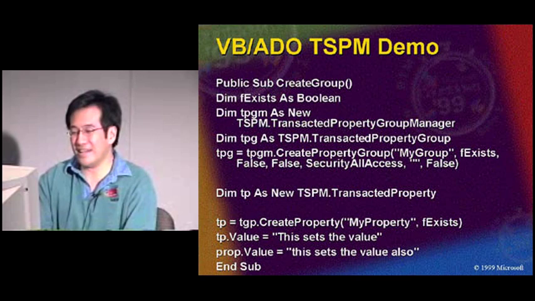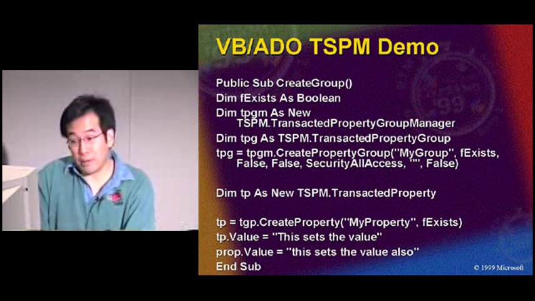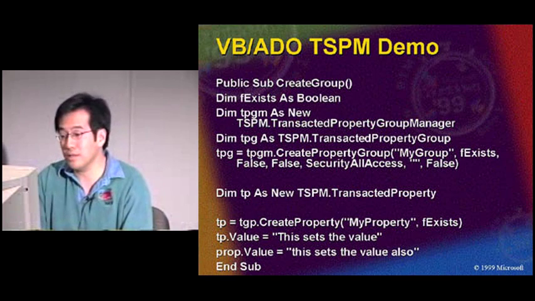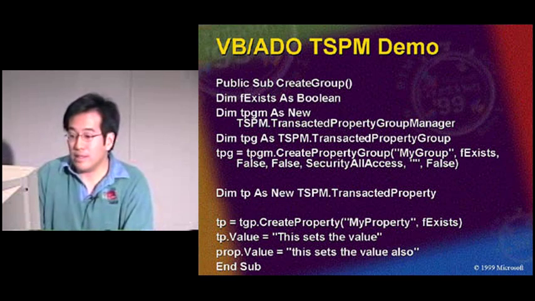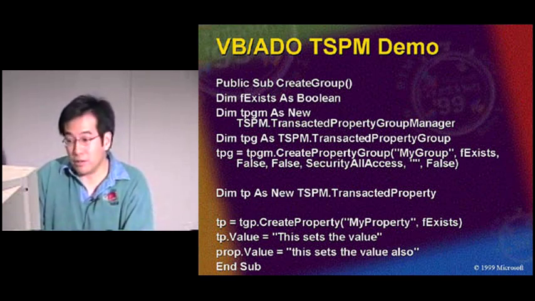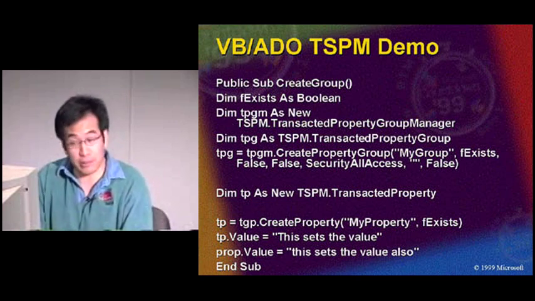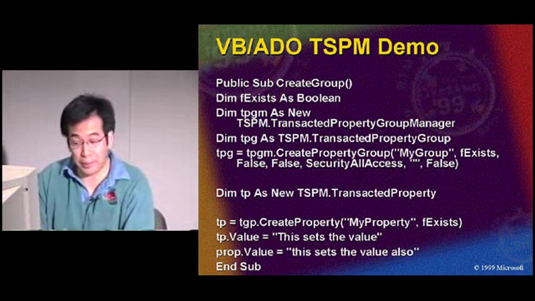Then after you've successfully created the property group, all you would need to do is create a transacted property, or TSPAM property, which in this case we call TP, as a new transacted shared property or transacted property. In that TP variable, we used hanging off of the TPG variable, which we remember to be a transacted property group variable, we use the create property method, providing the name of the new property, and use that method to create TP, our new transacted property.